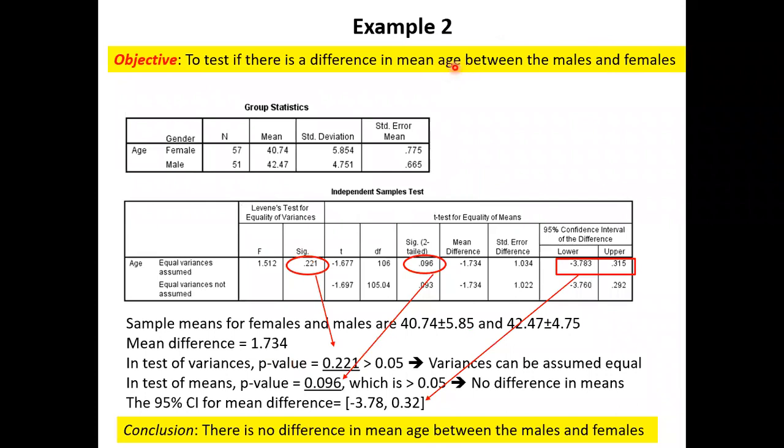Difference in age between males and females. Again, first test, variance, p-value more than 0.05. Assumption is met. Second, mean test, follow the first row, 0.096, which is more than 0.05. Therefore, no difference. Look at the interval from here to here. 0 falls inside the interval. 0 means what? Perhaps no difference. That's my objective. Look at the conclusion. There's no difference.